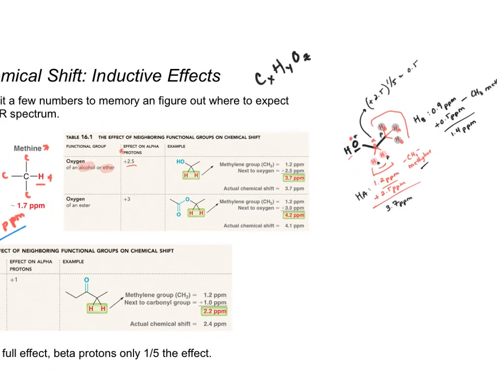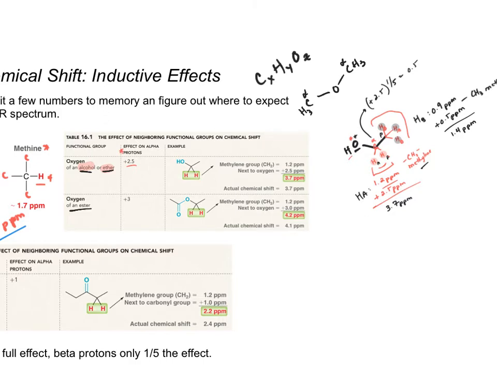Okay, so that's what would happen if we were dealing with the oxygen of an alcohol. This is also what would happen if we were dealing with the oxygen of an ether. So remember an ether linkage, if you go back to your functional groups, an ether linkage is a carbon to an oxygen to a carbon. You would also add, for those protons in that alpha position, you would also add 2.5.